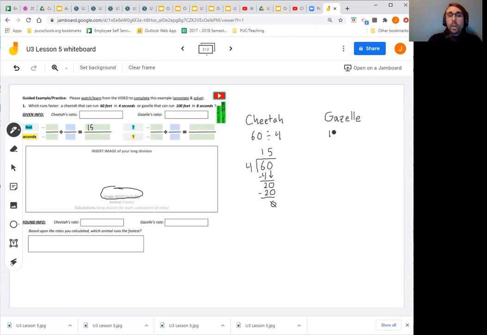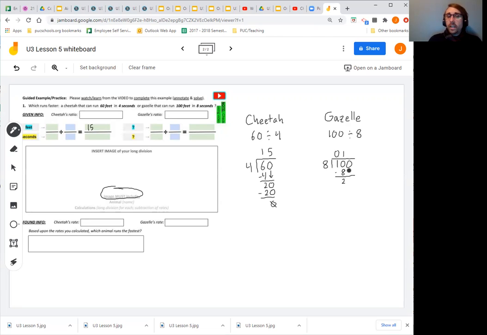And we're dividing 100 feet by 8 seconds to figure out what it can accomplish in just 1 second. So 100 divided by 8. 8 goes into 1 0 times, and we have to put that. 8 goes into 10 1 time, which is 8. So we'll take away, and we're left with 2.